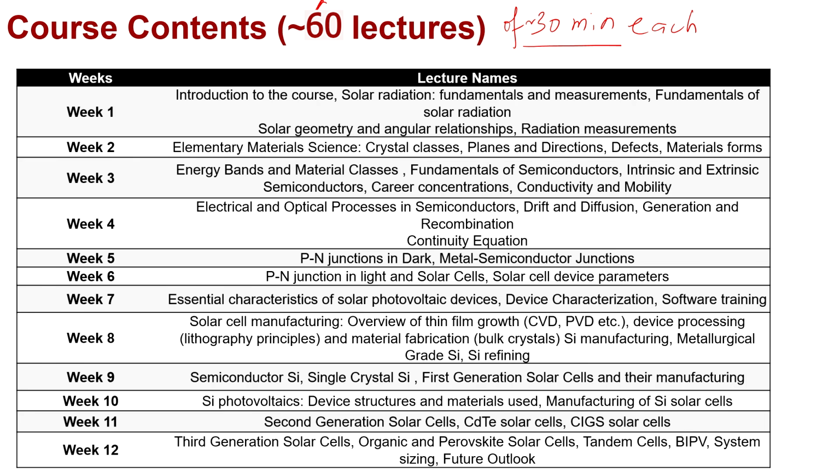In week 4, we will look at electrical and optical processes in semiconductors. Electrical and optical processes are the processes that happen inside these semiconductors when you apply an electric field, or when there is a concentration gradient, or when there is an optical stress, for example light.